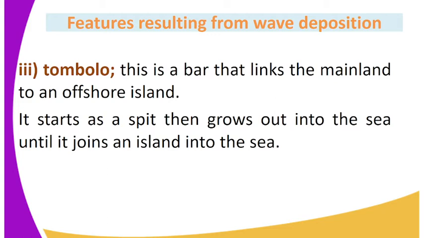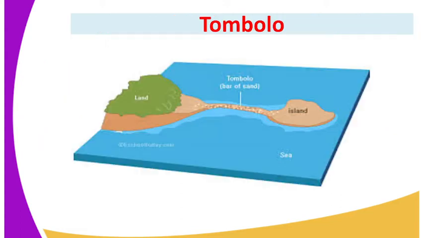Another feature is Tombolo. This is a bar that links the mainland to an offshore island. It starts as a spit, then grows out into the sea until it joins an island in the sea. That's the Tombolo. We can see the land. There's also the island. So the Tombolo joins the land and also the island.